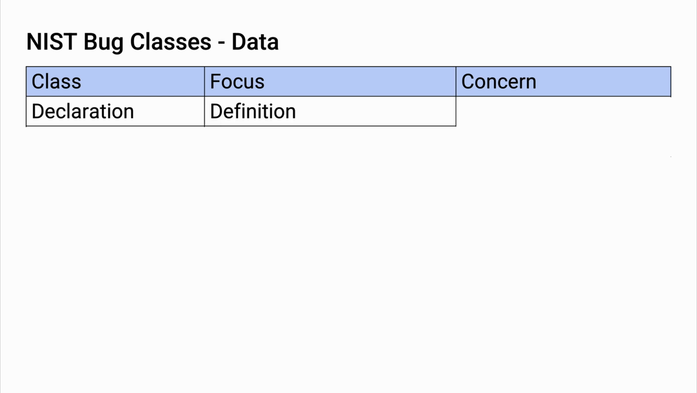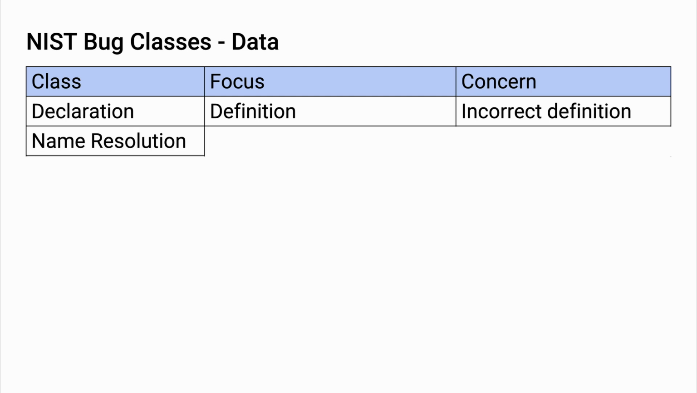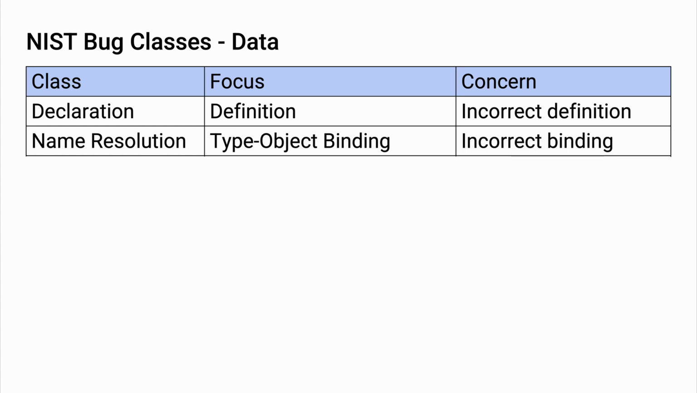Here we're concerned that we have incorrect object definitions. We have name resolution, and its focus is type object binding. The concern here is that we'll end up with the wrong binding. This can occur with the casting of objects with inheritance.